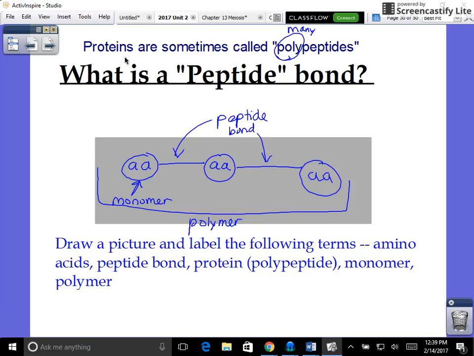And then also, proteins are sometimes called polypeptides because we don't want to forget this bond that connects the amino acids together. It's called a peptide bond. So you have a bunch of amino acids put together. They join, and that junction is called a peptide bond. So be able to label this picture as well, or draw this picture.